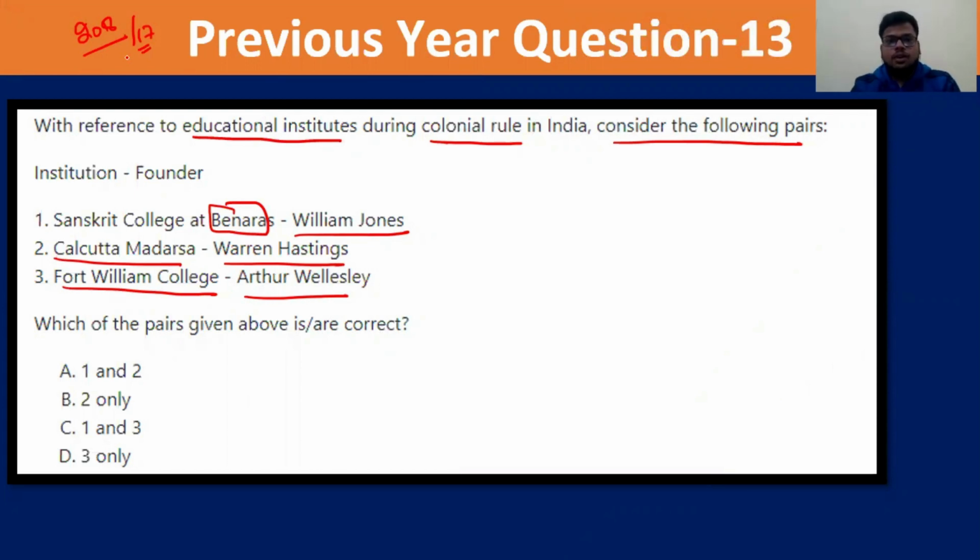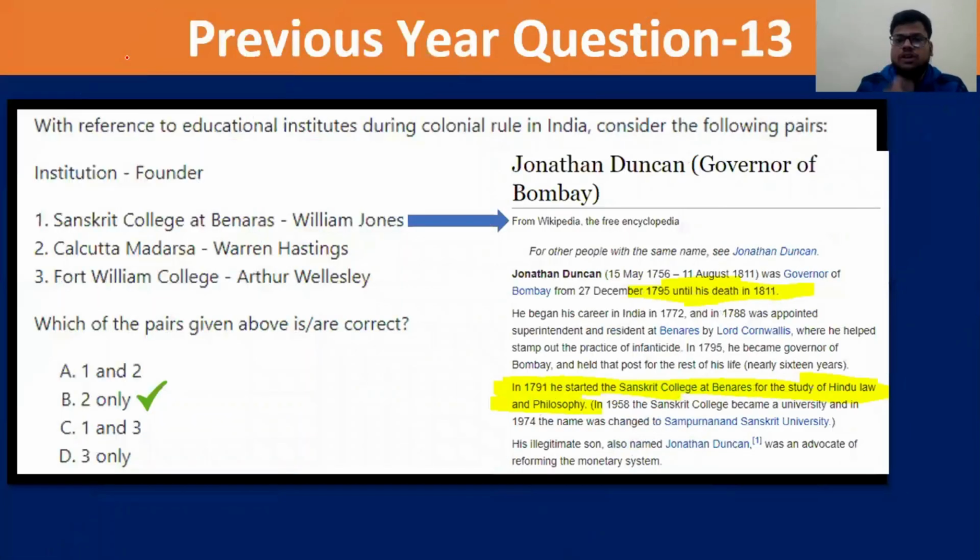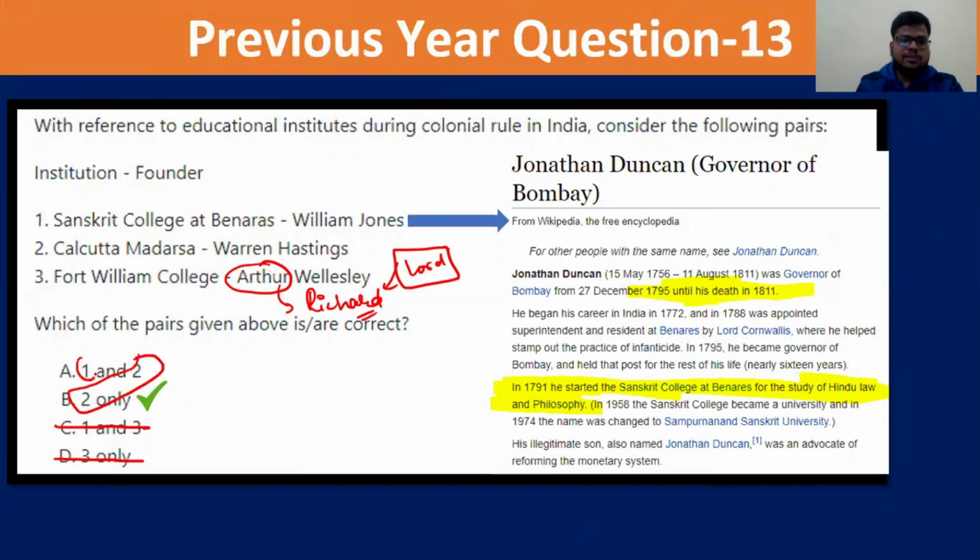Now, in the previous question itself, we have seen that it was not Arthur Wellesley who was there, right? It was Richard Wellesley. So the third statement itself is wrong, since Lord Wellesley was Richard Wellesley, not Arthur Wellesley. That means the third statement is wrong, and that means the second statement is right. Then you have to check the first statement.